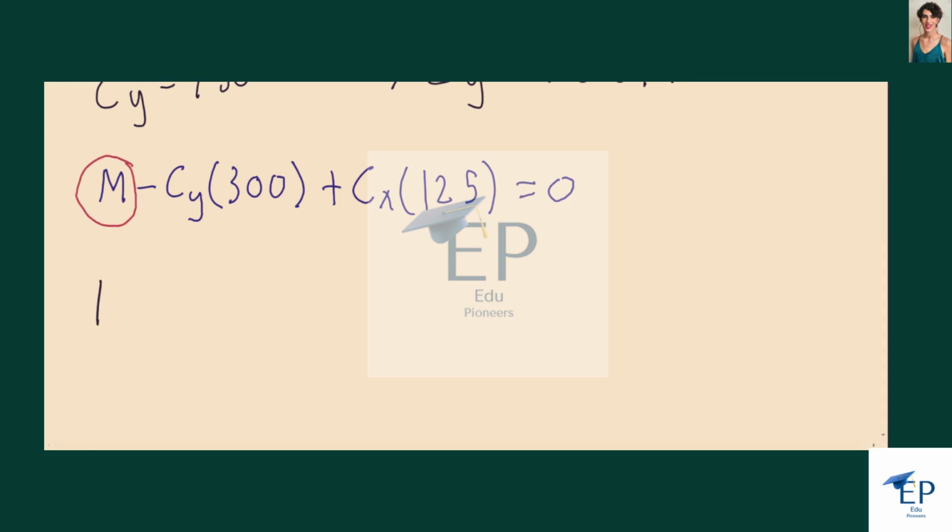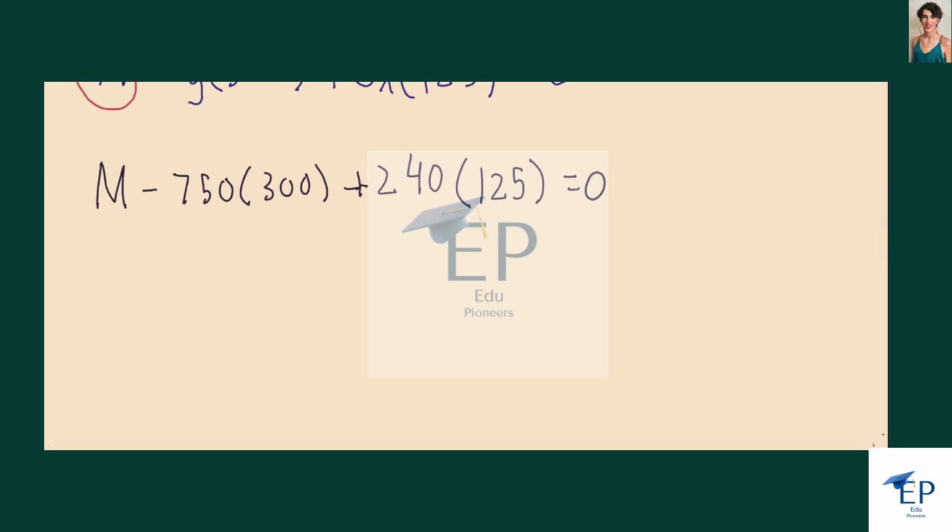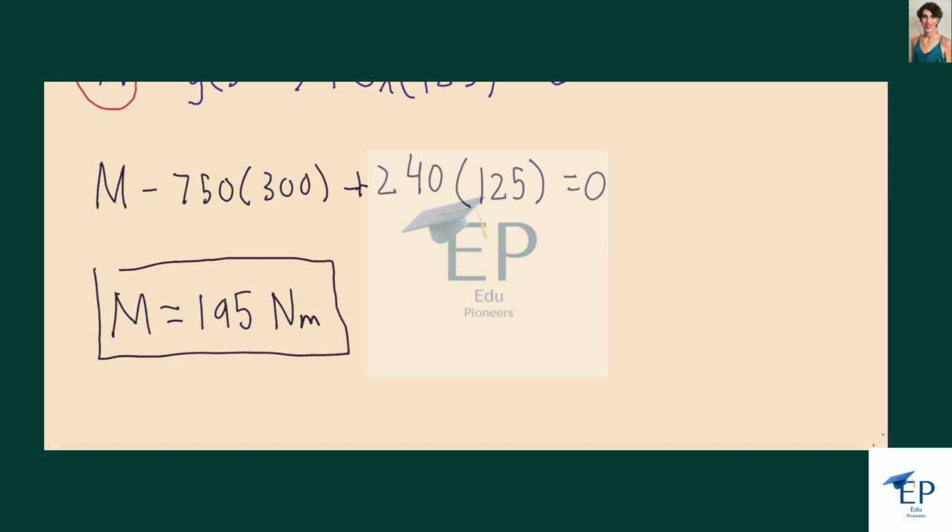So now we plug in. We have M minus 750 times 300 plus 240 times 125 is equal to 0. And solving for the M term, we get a moment M that is equal to 195 newton meters. And this is the required moment to keep the system in equilibrium.